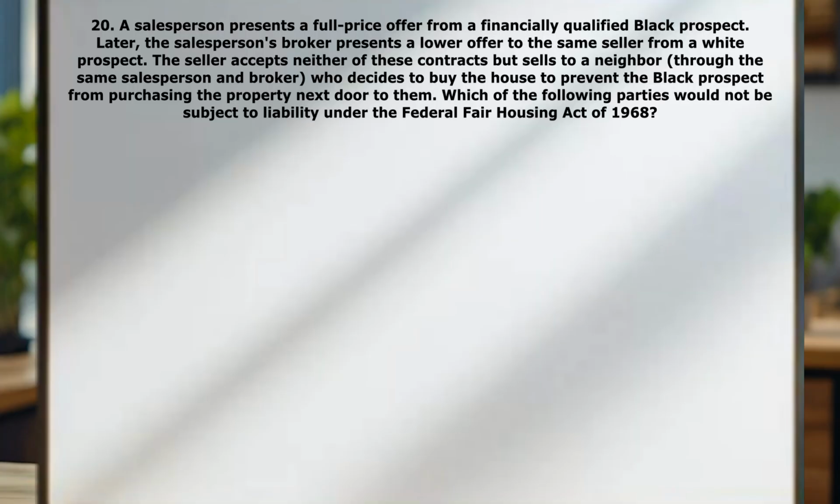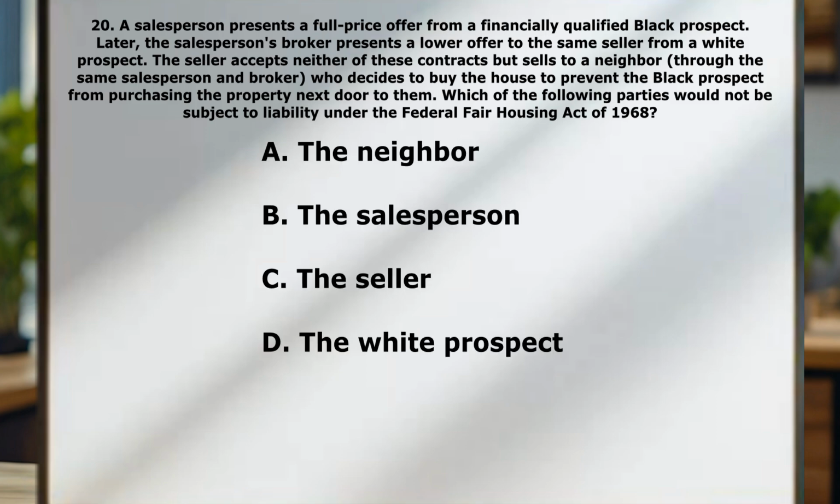Last question, question number 20. A salesperson presents a full price offer from a financially qualified black prospect. Later, the salesperson's broker presents a lower offer to the same seller from a white prospect. The seller accepts neither of these contracts, but sells to a neighbor through the same salesperson and broker, who decides to buy the house to prevent the black prospect from purchasing the property next door to them. Which of the following parties would not be subject to liability under the Federal Fair Housing Act of 1968? A, the neighbor. B, the salesperson. C, the seller. D, the white prospect.